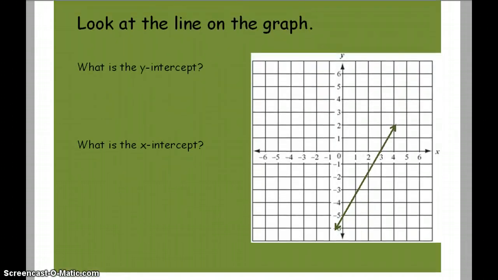Okay, again, here's another example. Okay, what's the y-intercept? Okay, the y-intercept on this one looks like it's about (0, -5). Okay, what's the x-intercept? It's the point (3, 0).